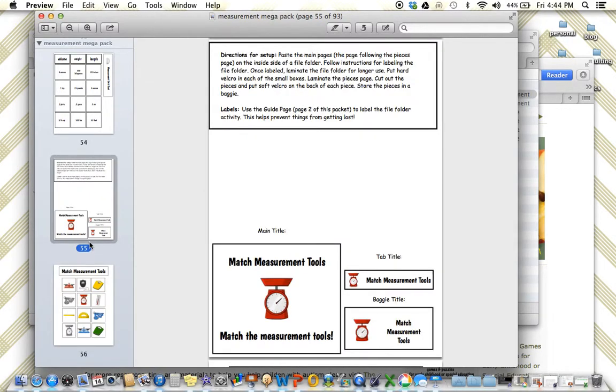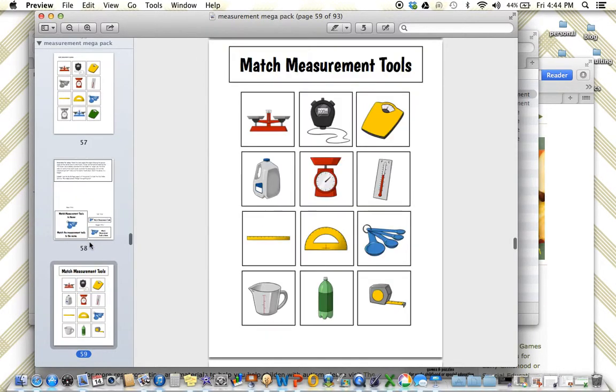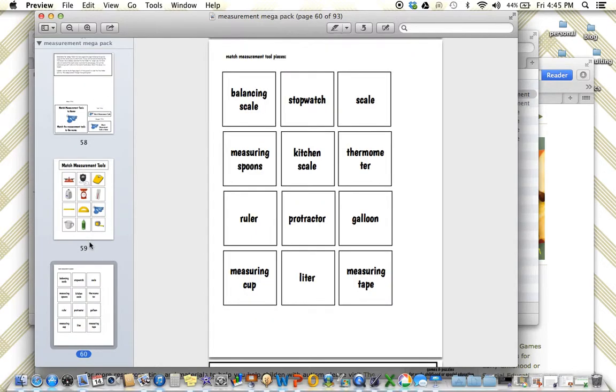Now we have a few different file folders. These are great, again, to have on hand for any downtime or, again, for introducing this topic. So this is just a simple matching measurement tools. So, again, this might be for some of your really early learners. Just working on matching. They're still being involved in the concept just in an easy way.